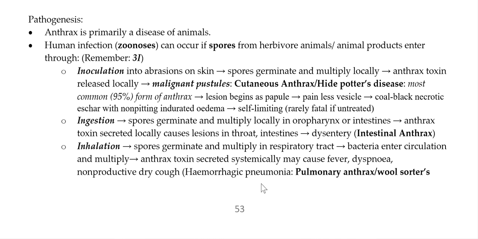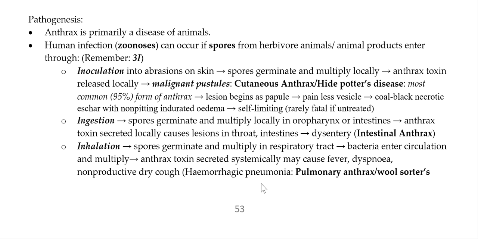So anthrax is basically a disease of animals. It is a zoonotic infection which a human acquires if spores from these animals, which are usually herbivores, or animal products, enter the body. There are three modes of infection. I remember them as three I's: inoculation, ingestion, and inhalation.